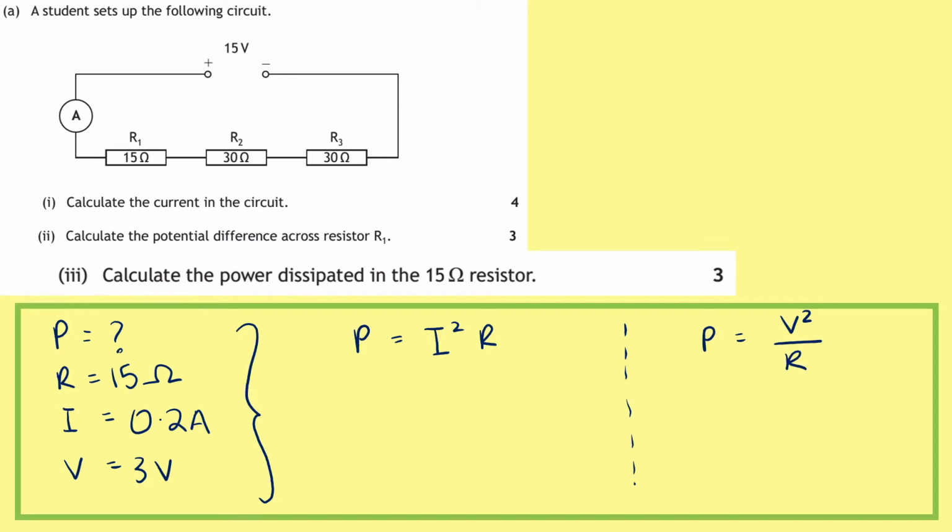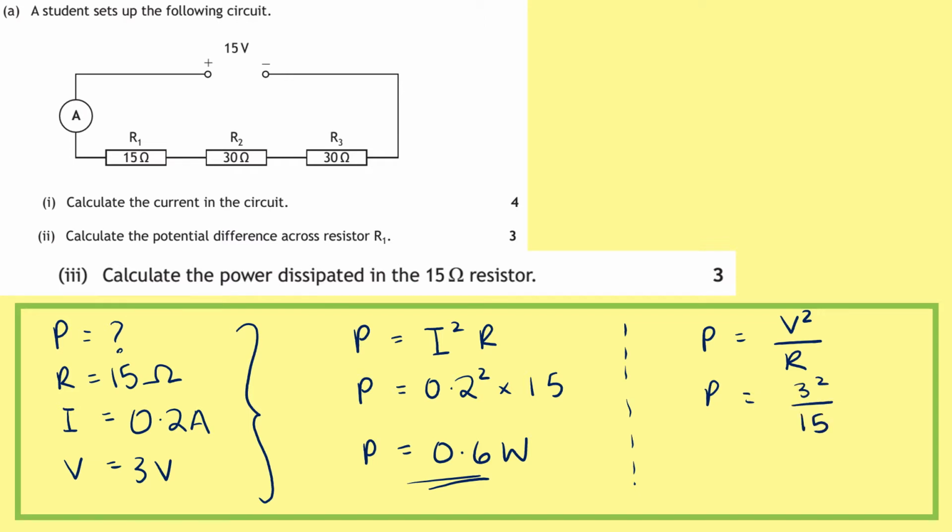Let's try P equals I squared R first. So P equals 0.2 squared times by 15. That gives us an answer of 0.6 watts. Looking at our right-hand equation, we've got P equals V squared over R. So that's going to be equal to 3 squared divided by 15. And again, that gives us 0.6 watts.